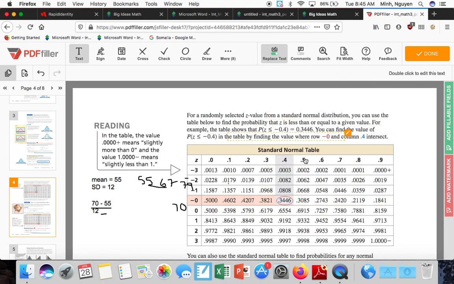If you wanted to round, which we have to because this is all that they're giving us to work with, they're not going further. So 1.25, we would round to 1.3. That means if you had a score of 70, you scored above about 90% of people. You're in the 90th percentile.